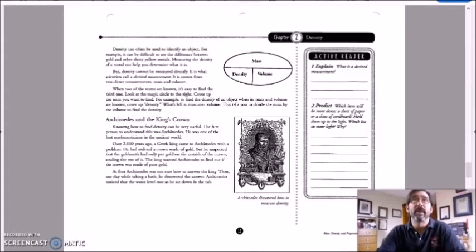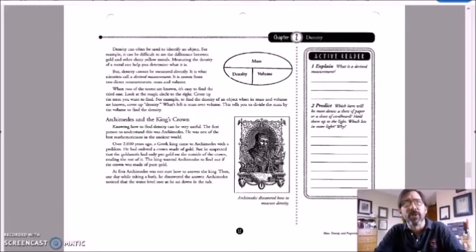Density can often be used to identify an object. For example, it can be difficult to see the difference between gold and other shiny yellow metals. Measuring the density of a metal can help you determine what it is. But density cannot be measured directly. It is what scientists call a derived measurement. It comes from two distinct direct measurements: mass and volume.